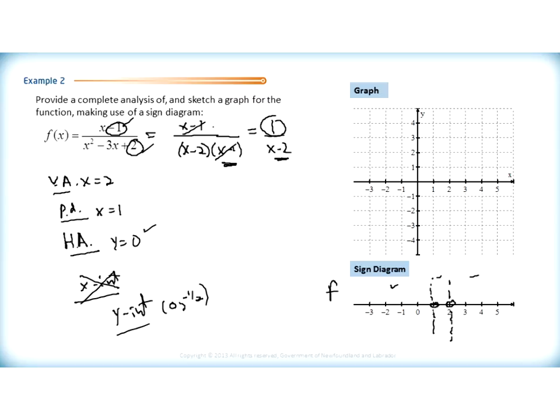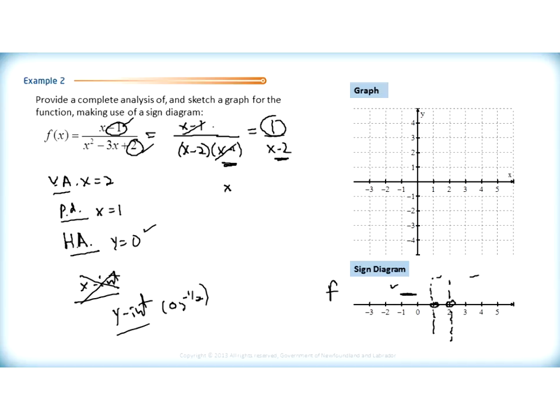So 0 is a good place to check for our first interval. If I plug that into my original equation, I get negative 1 over positive 2, which is where we saw our y-intercept is. So that's a negative value. So we've got a negative out here. Then let's plug in a number like 1.5 to be in our second interval. That's going to give us 0.5 on the top. And we're going to get, let's see, a negative times a negative.